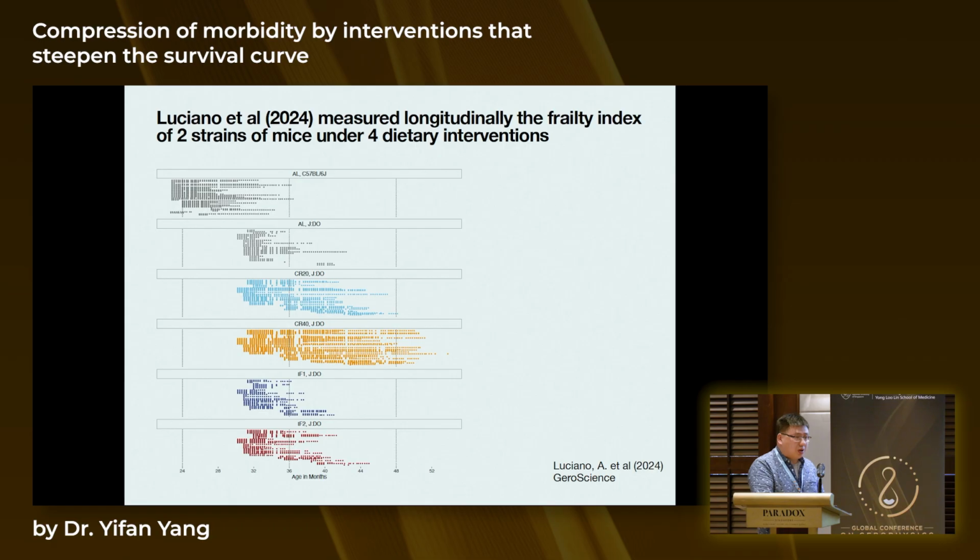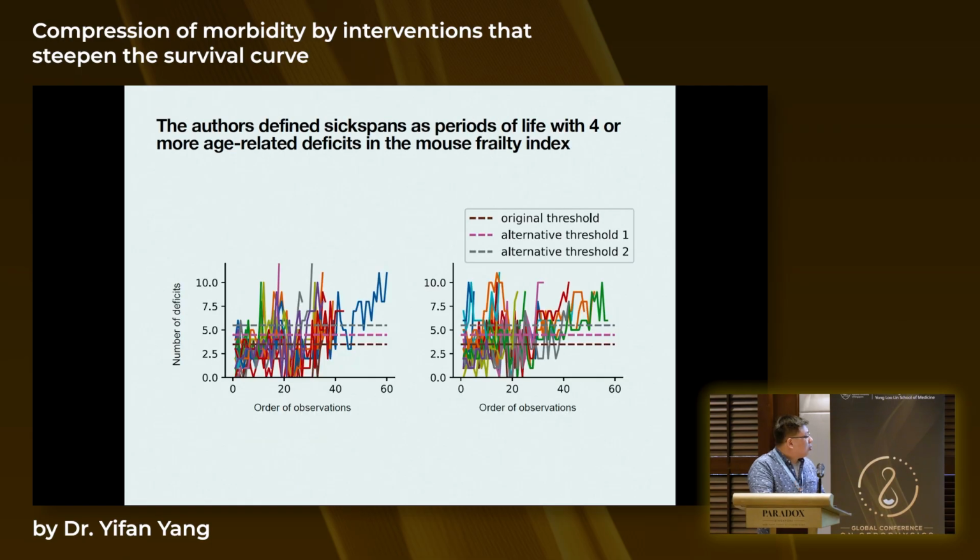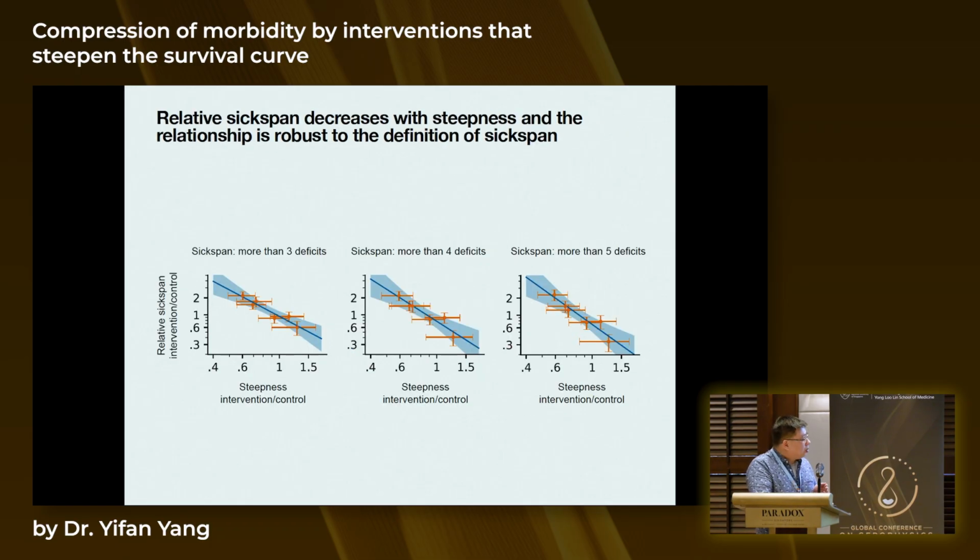The first study we consider is from mice, where Luciano and her colleagues measured longitudinally every week the frailty index of six groups of mice. What they do is they consider the sixspan to be the period of life with four or more deficits. We kept this definition, but also tested alternative definitions. And under all alternative definitions, sixspan decreased with steepness.